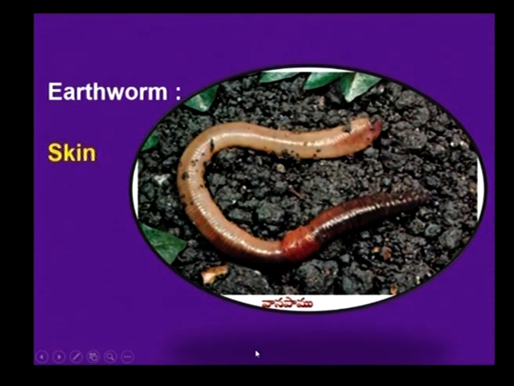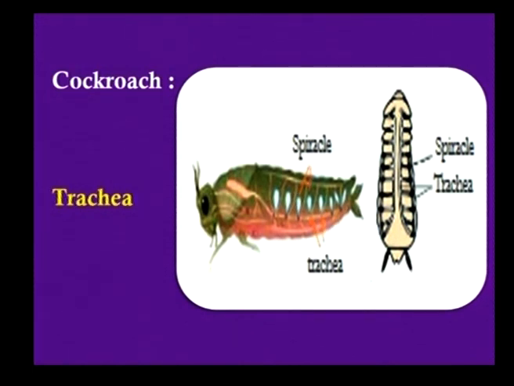How do animals respire? This is an earthworm. It lives in soil. Its skin is very thin and has small pores, and it is moist too. It can respire through its skin. And this is a cockroach. All insects respire through the trachea. Here small openings are present on the sides of the body called spiracles. They take in oxygen through these spiracles and it enters the trachea along tubes.